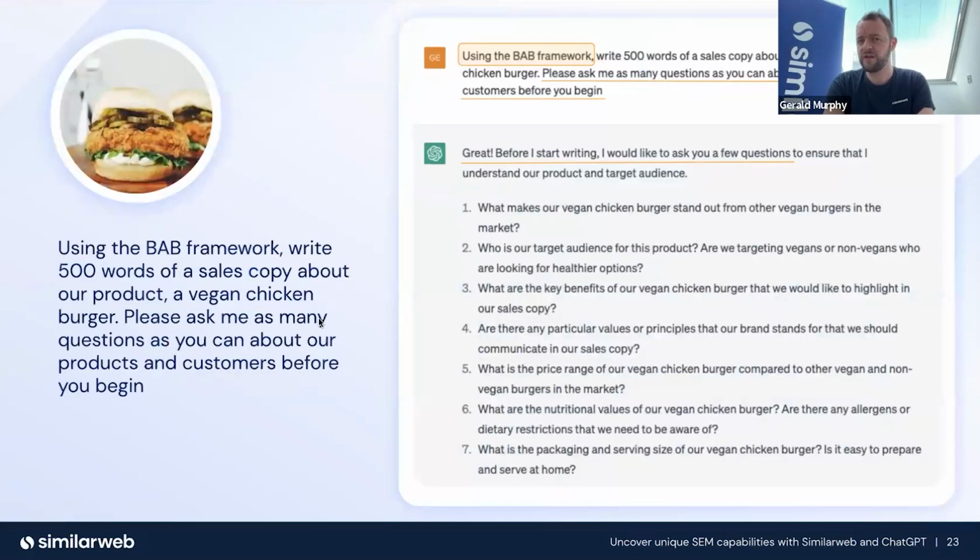So whenever you go in, use one of these frameworks, like, for example, the BAB framework: write 500 words of sales copy about your product, about our product, a vegan chicken burger. Now, critically, a really good way to strategically use ChatGPT is to also ask it to ask you questions. That really improves the outputs of content. So please ask me as many questions as you can about our products and customers before you begin.